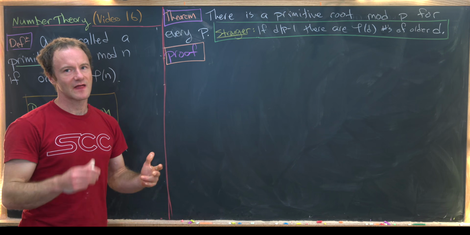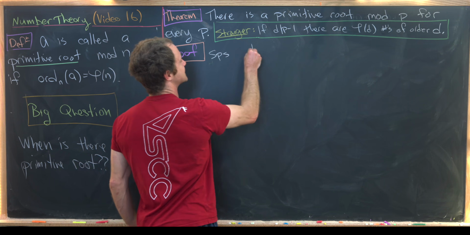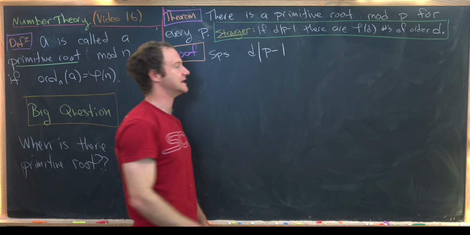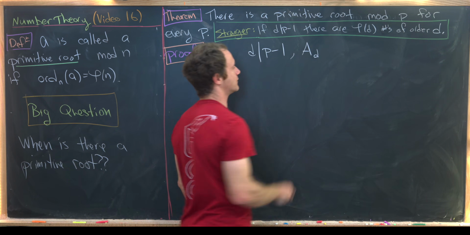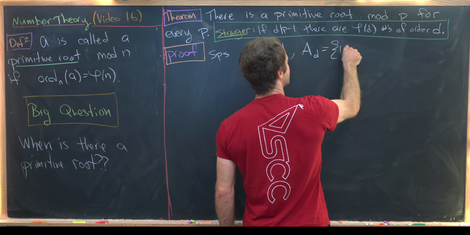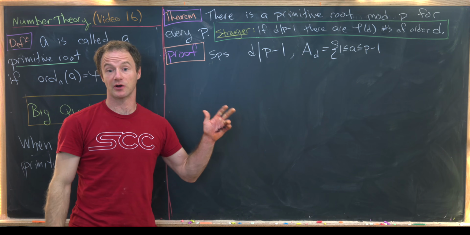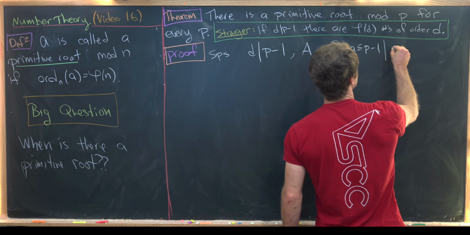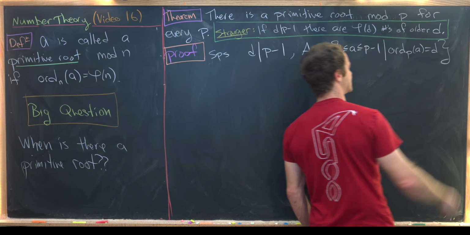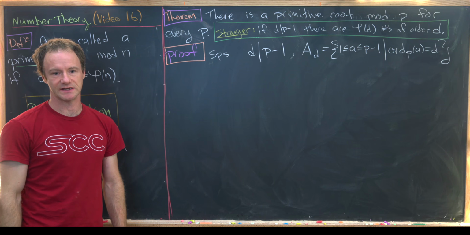Okay, so now that we've got that taken care of, let's look at the proof of this. So let's start by supposing that we have a divisor of p minus 1, we'll call it d, and then we'll consider the following set, which I will call A sub d. This is going to be all of the integers between 1 and p minus 1. So there are p minus 1 such integers, such that the order of these integers is equal to d. So it's the collection of all integers of order d.